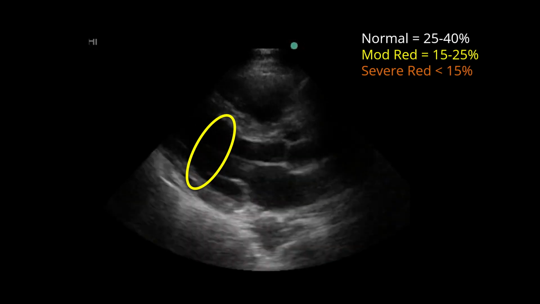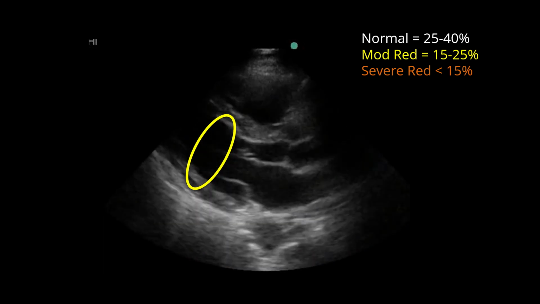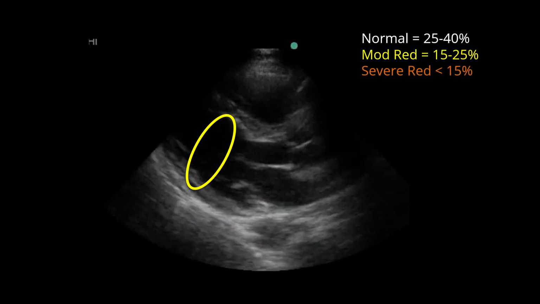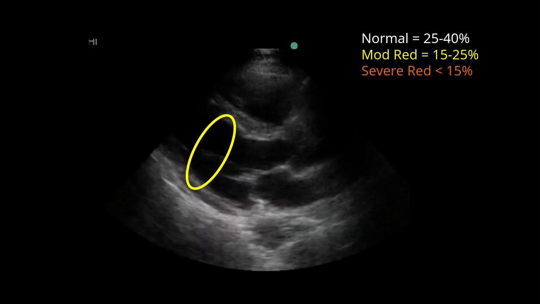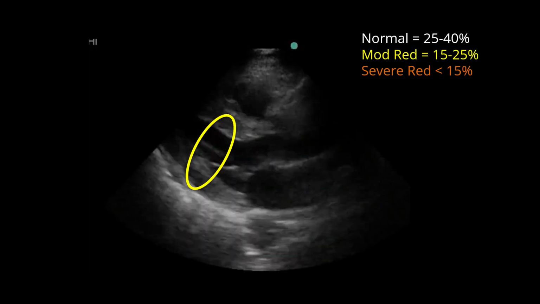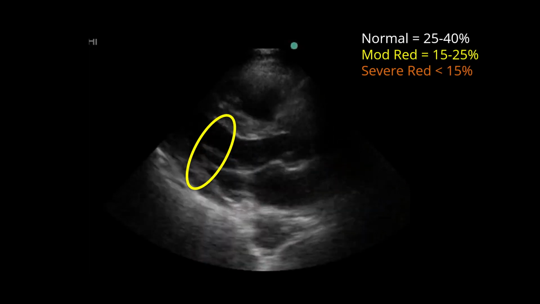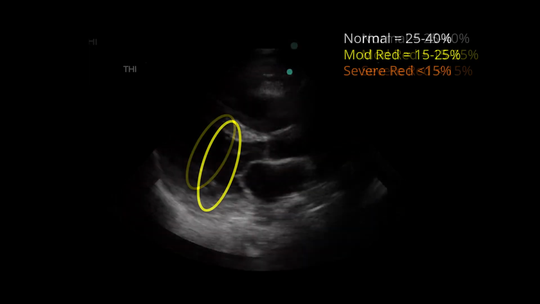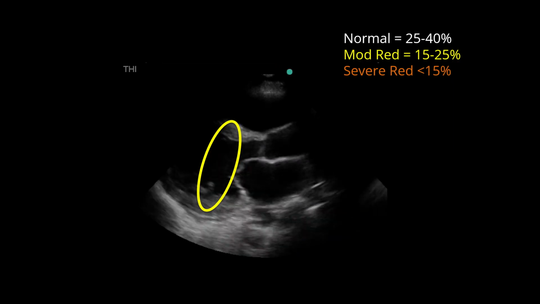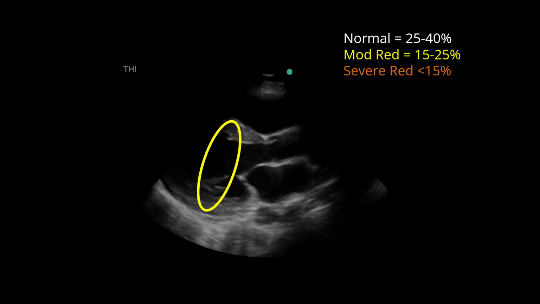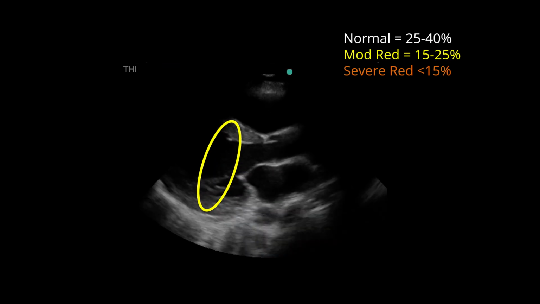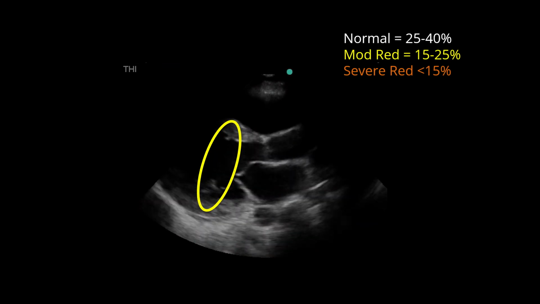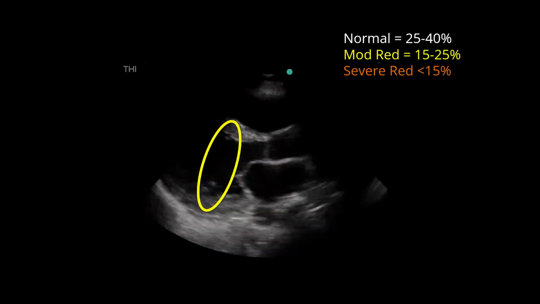Here's an example of a normal ejection fraction. Do not look at the EPSS, look at the fractional shortening in the yellow circle. You'll notice that the LV cavity changes at least 25% through the cardiac cycle, which indicates that this is a normal left ventricular ejection fraction. Compare the last example to this one. Again, don't look at the EPSS or the mitral valve, just look in the yellow circle. You'll notice that there's barely a change in the fractional shortening, and this is a severely reduced left ventricular ejection fraction.